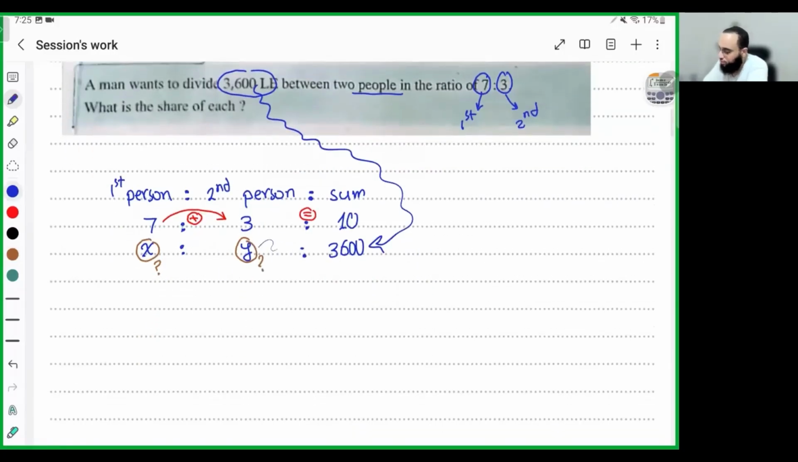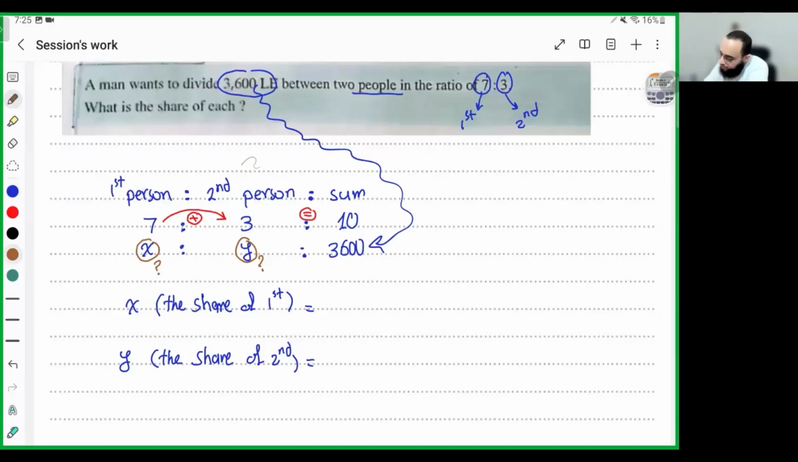So let's calculate the x firstly. X is the share of what? The share of the first or the second? First. The share of the first. And y means what? The share of the second. That's it. If you want to get the share of the first, get rid of the second section. It looks like you aren't seeing the second section. Let it like that. Delete it.